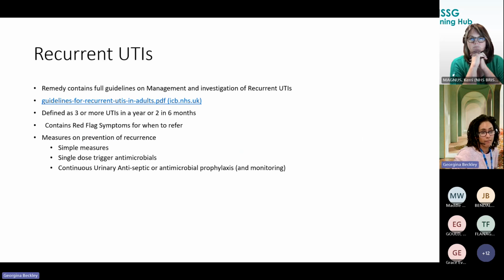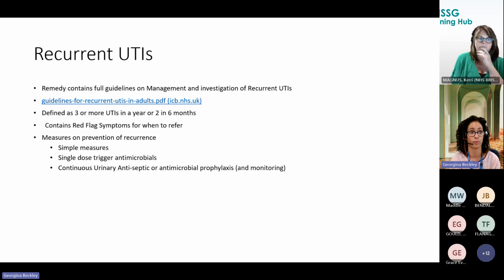So a little bit on recurrent UTIs. As I said, Remedy includes some very good guidelines on management and investigation of recurrent UTIs, including red flag symptoms, and I've put the link there. It's essentially defined as 3 or more UTIs in a year or 2 in 6 months, and contains some red flag symptoms for when to refer.